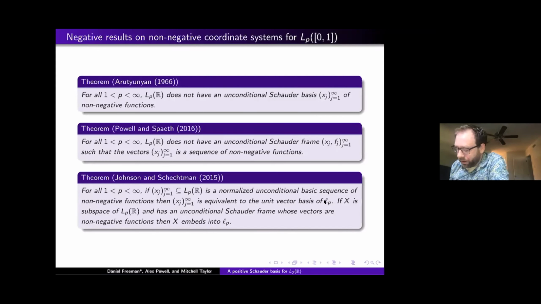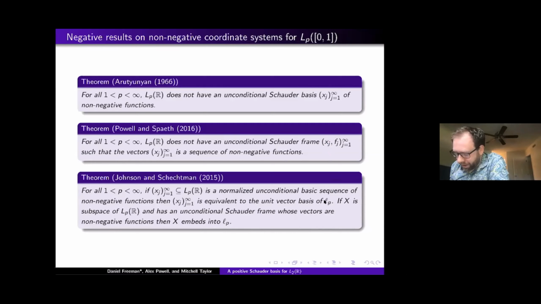The first result is that you can never have an unconditional Schauder basis for capital LP for any P if you only use non-negative functions. And Powell and Spaeth extended this to unconditional Schauder frames as well. So if you want to build a frame for LP where all the vectors xj are positive, then it can't be unconditional.